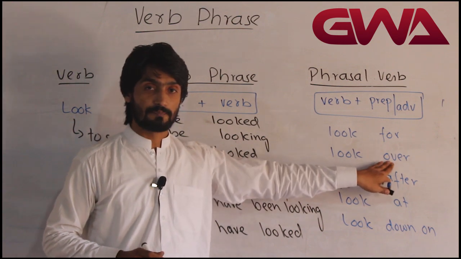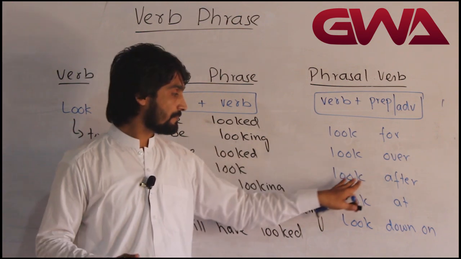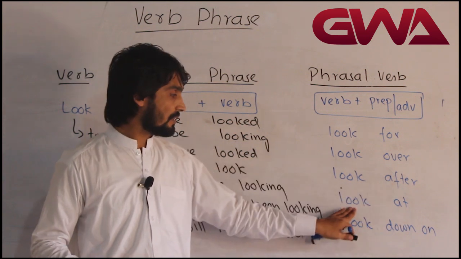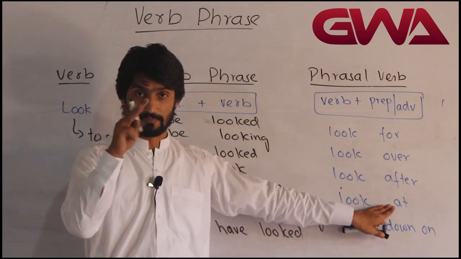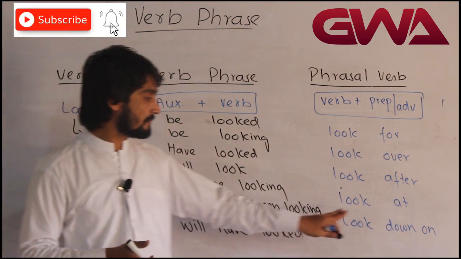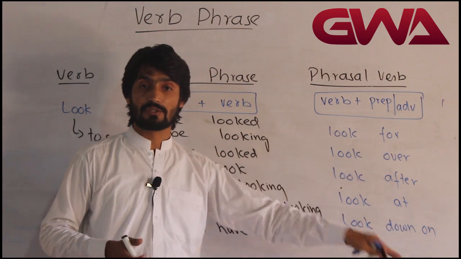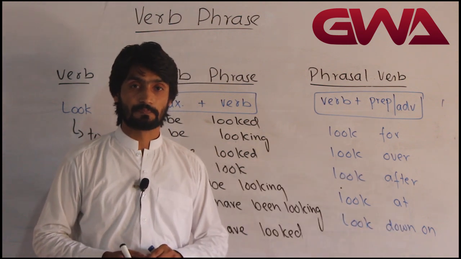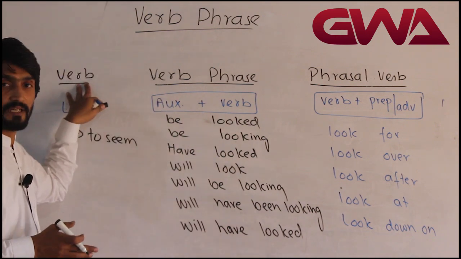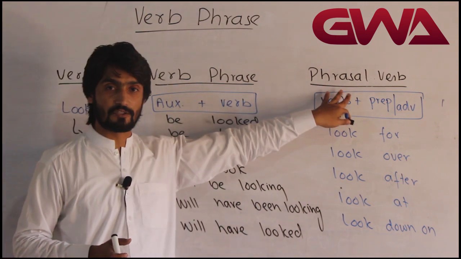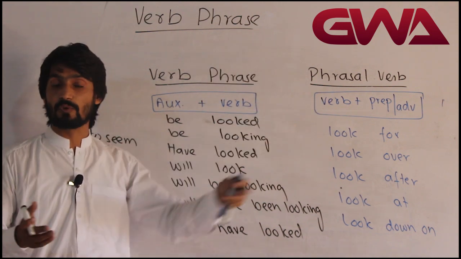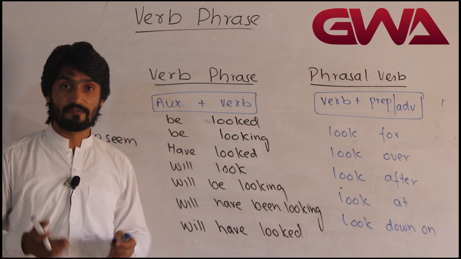Look over, to check. Look after, to take care of someone. Look at, to see. Look at me. Look at the whiteboard. Look down on, and so on. Now, in a sentence, we can have a verb phrase and also a phrasal verb in one sentence. Let me give you an example.